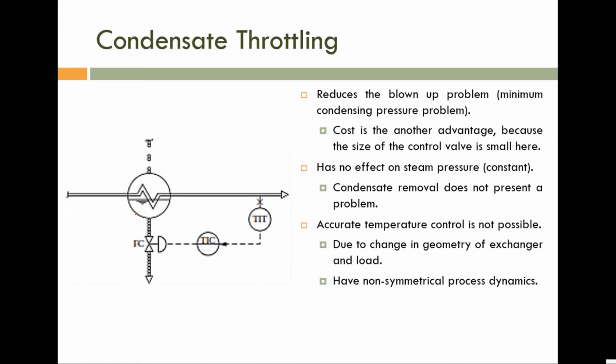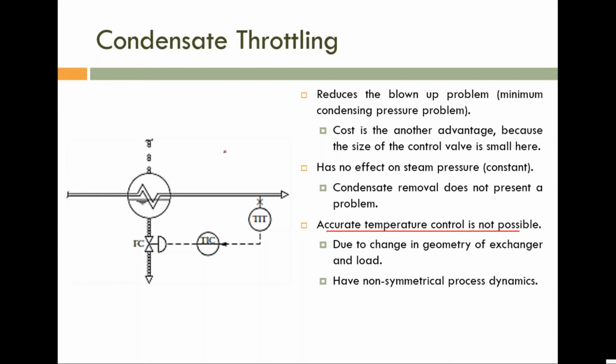So please note down this diagram. Here, this is condensate throttling. So here we are throttling the condensate flow, right? Please note, accurate temperature control is not possible here. The main reason is that we can't say the exact relationship between the condensate rate and this process. That is one problem.